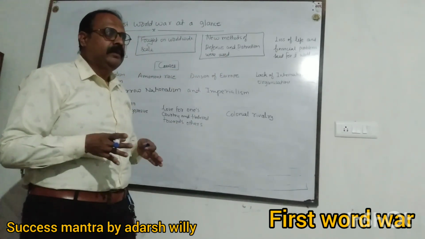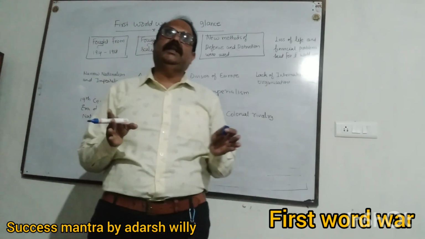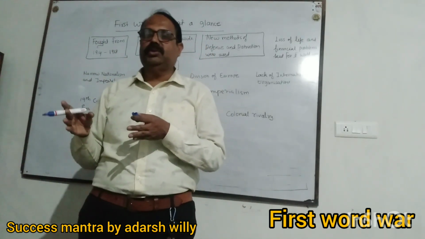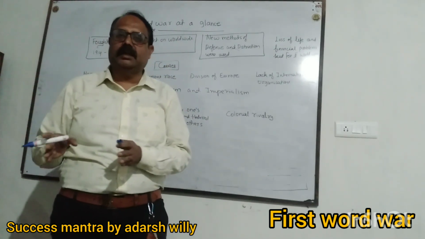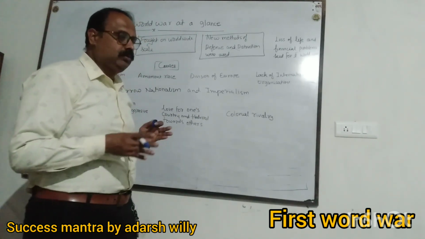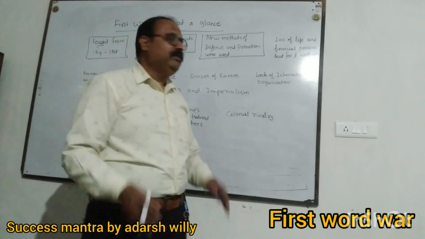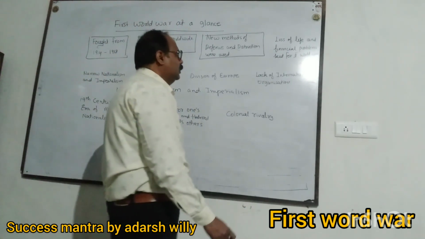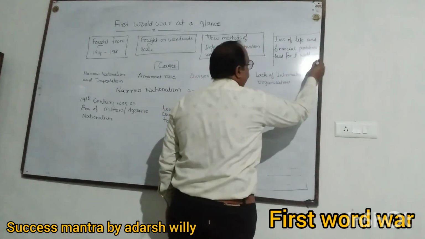And naturally, when your defense system is very good, you feel that the other country is not so strong. So one country tries to threaten the other country. This is how the world war started. And what was the cause? Briefly, we can say that the cause of the war was mostly loss of life.